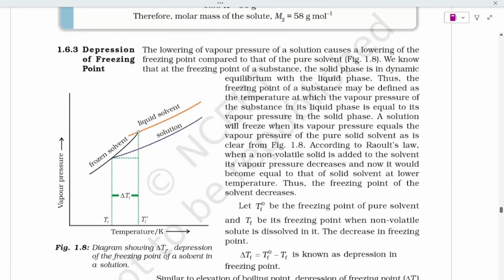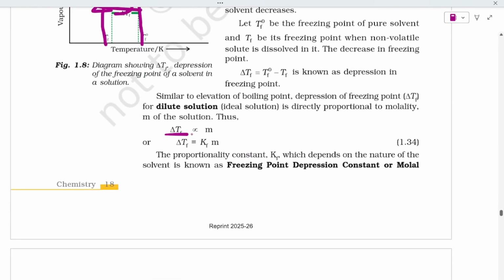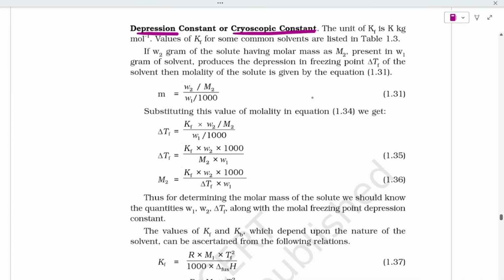Now if you see depression of freezing point, you have to go through the graph. Here we have vapor pressure on the y-axis and temperature on the x-axis, and we have the frozen solvent, liquid solvent and the solution, and here is the freezing point and the difference between them. Now delta TF is directly proportional to m. If you remove that proportionality, you will get a constant called the freezing point depression constant or molal depression constant or cryoscopic constant.